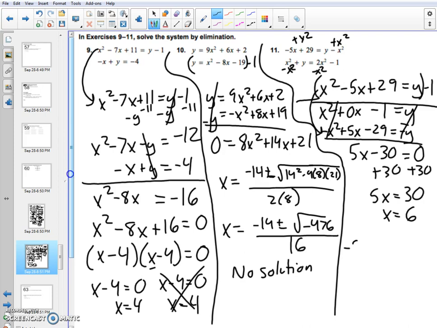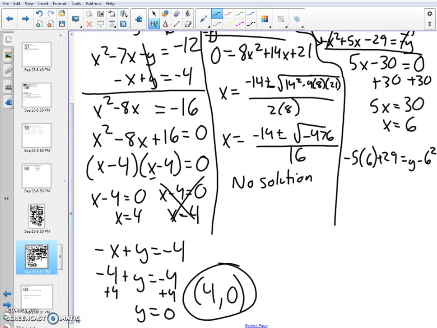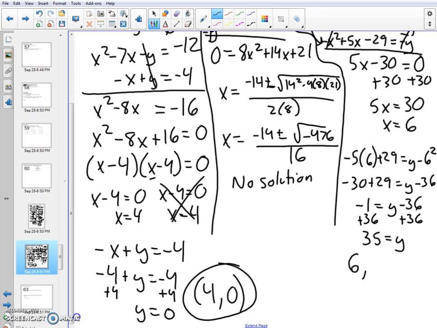So I have negative 5 times 6 plus 29 equals y minus 6 squared. So negative 5 times 6 is negative 30 plus 29 equals y minus 36. So that gives me negative 1 on this side. I'm going to add 36 to each side now. So 35 is what y is equal to. So my final answer, my x was 6, my y was 35. So that is where those two functions intersect.